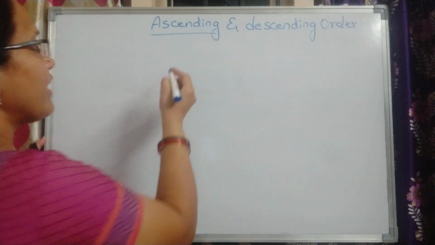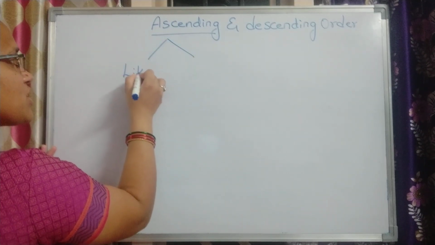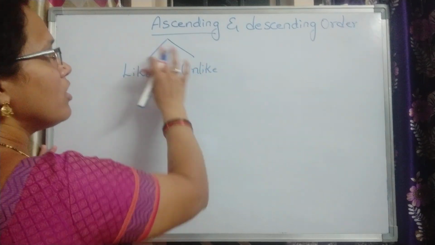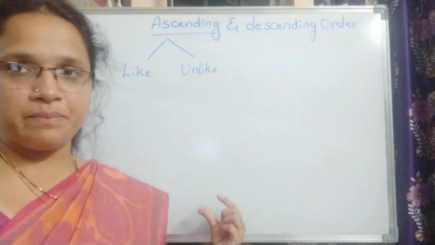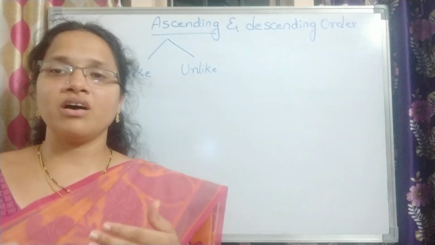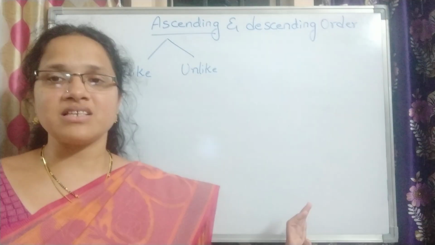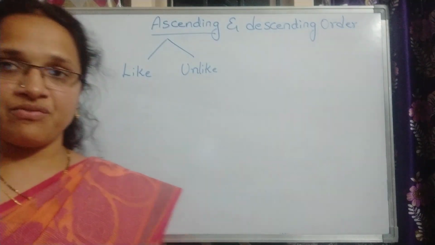Even in this, we are having two types. What are the two types? For like fractions, how we will write, and for unlike fractions, how we will write. For both actually, it means the same. Only the last step, that is how you write the fractions from small to big or big to small, that differs in the last step. So, I will show you the difference. And now let us take an example for like fractions.